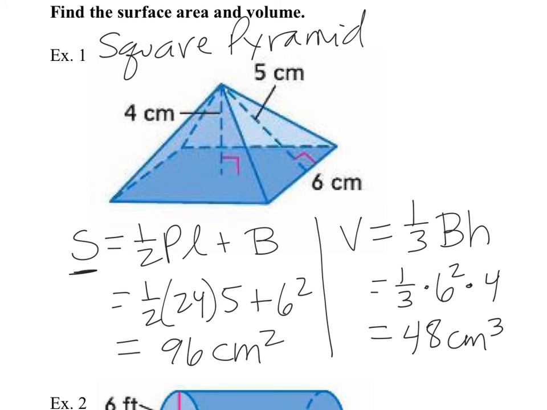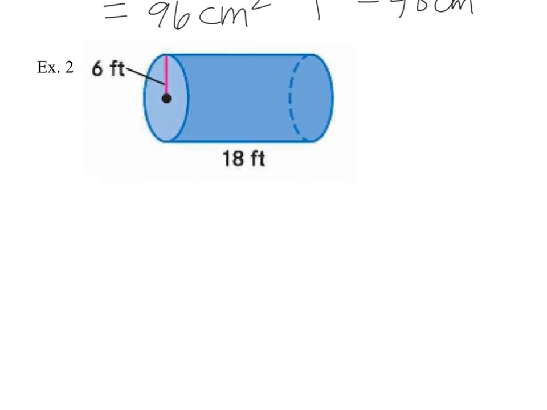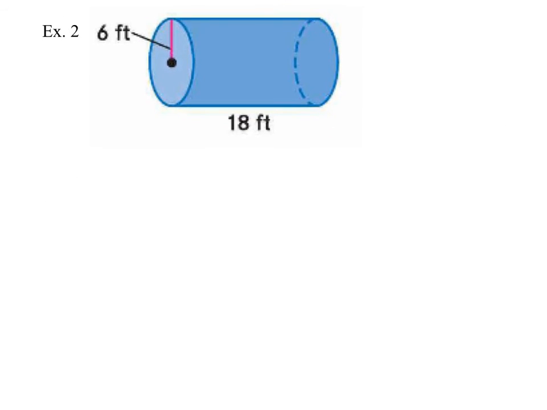Okay, let's work another example. This time we're going to find surface area and volume of a cylinder. Again, you can refer to your chart to get the formulas. To find surface area of a cylinder, we're going to take 2 pi r, which would be the circumference of the base, and then we're going to multiply that by the height. Think of a soup can.